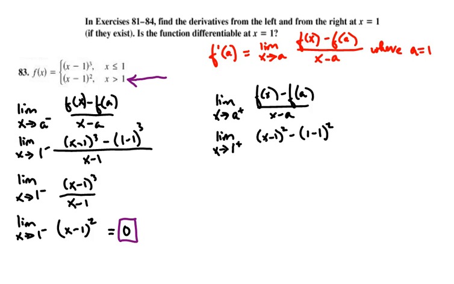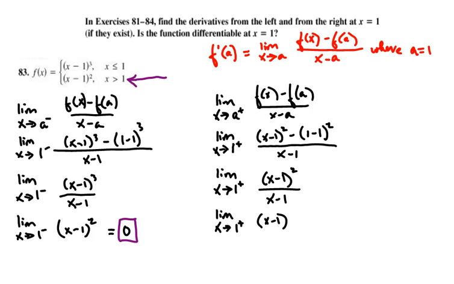And simplifying that a bit, we get the limit as x approaches 1 from the right of x minus 1 squared over x minus 1, and one of the x minus 1 factors in the numerator and denominator will cancel. We'll just have the limit as x approaches 1 from the right of x minus 1. We substitute x equals 1, we'll get 0 there also. And since the two limits exist and agree, the function is differentiable at x equals 1, and the derivative there is equal to 0.